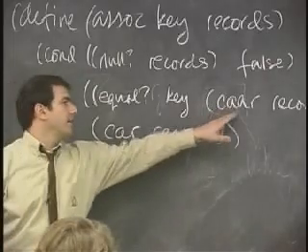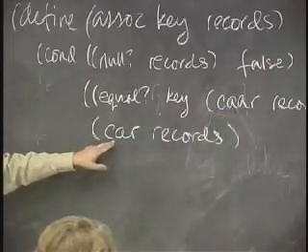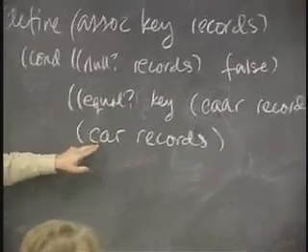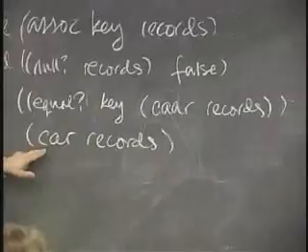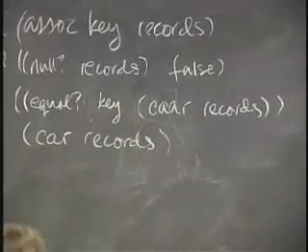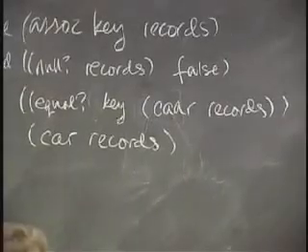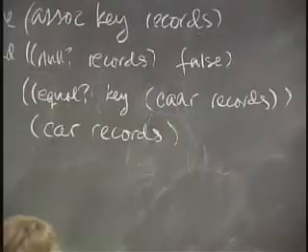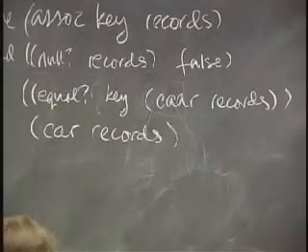Why car and car? Because that's the key, and that's the whole record. This will return the record with the key. Do we also need to check to make sure that we have a properly formed bunch of records so that we can take the car? Ideally, we should. This is a rough and ready implementation.